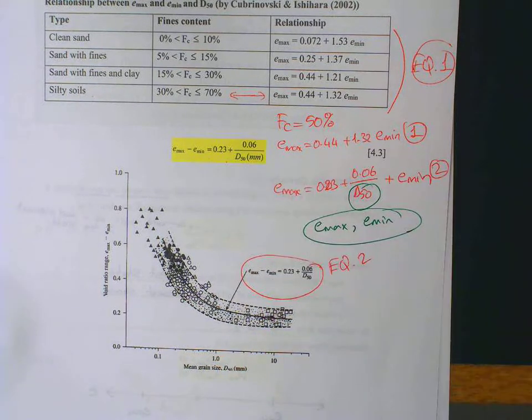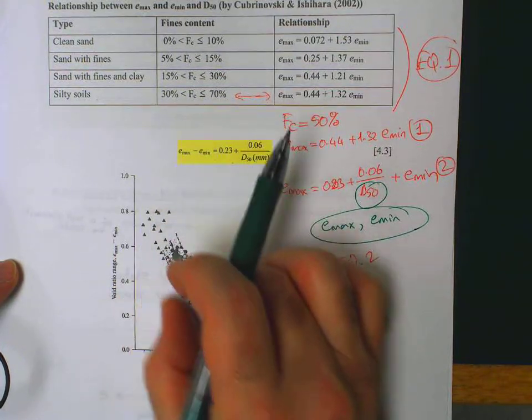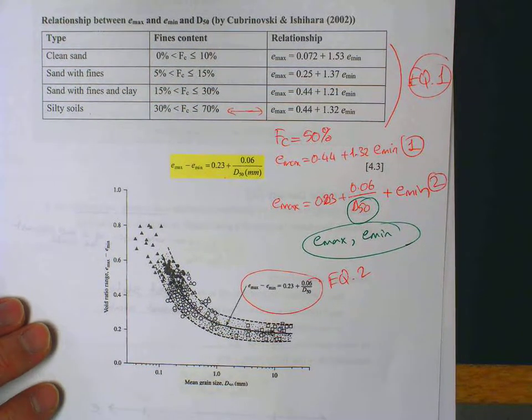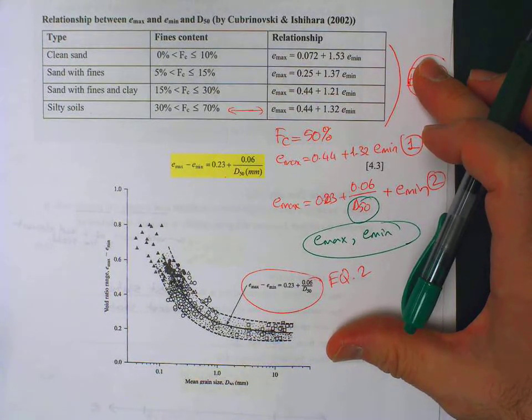From that you can estimate E min, the minimum void ratio, and E max. This is just an estimation. You can see the accuracy range is wide, so it's not very accurate, but it is a good estimate. So is it clear how we use these 2? Okay.